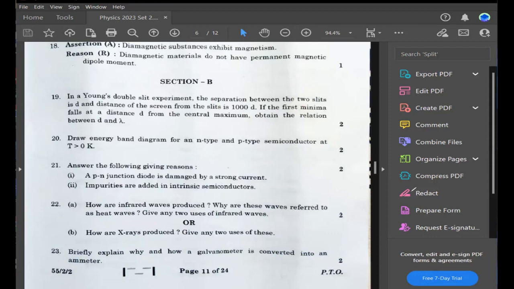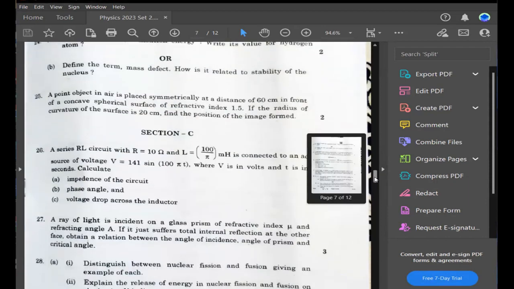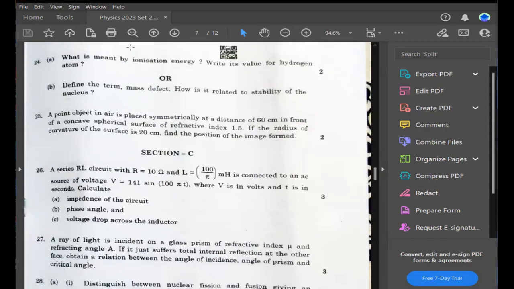Next question. Question number 24, what is meant by ionization energy? Ionization energy is the energy required to remove an electron from the ground state to infinity, or to remove an electron from the atom. That energy we call the ionization energy. And what is its value for hydrogen atom? It is 13.6 electron volt.